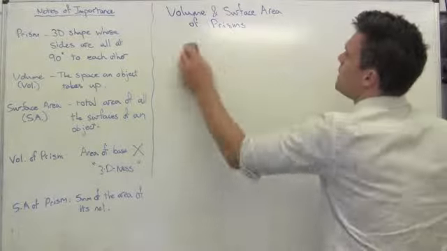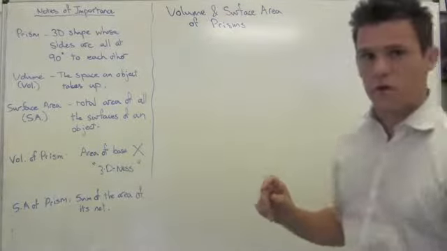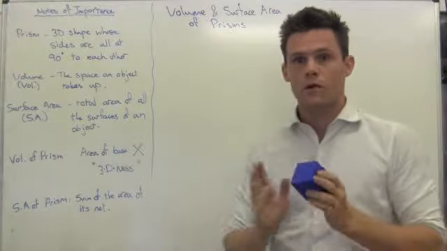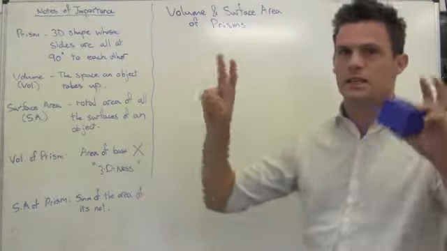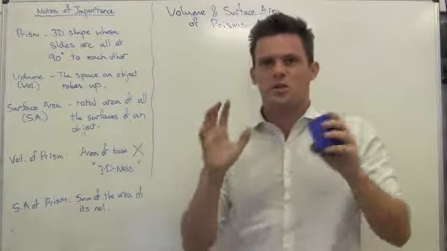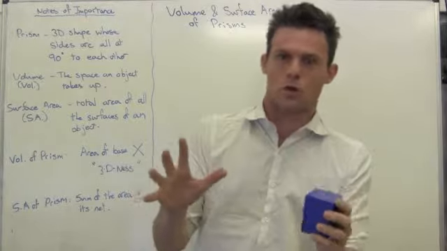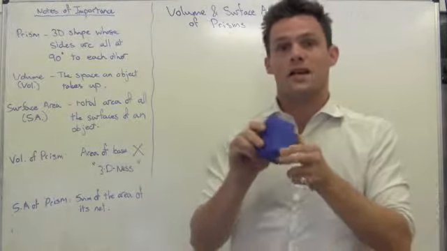Let's have a look at the volume. If I have a look at the volume of a prism, it is simply the area of the base times its 3D-ness. And I put that in inverted commas because 3D-ness is not a mathematical word at all. It's normally described as area of base times height.